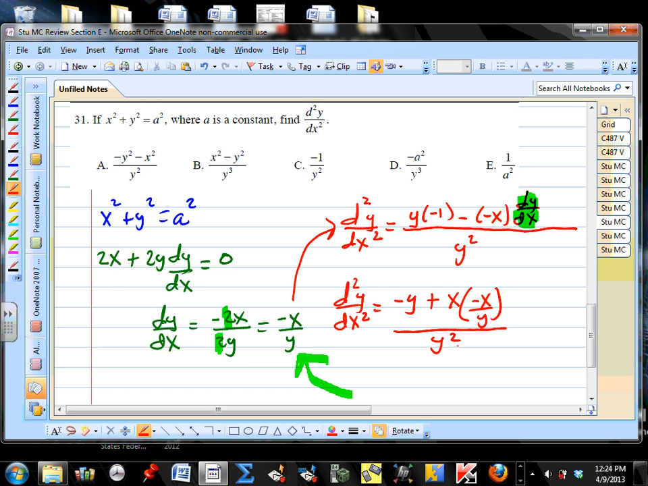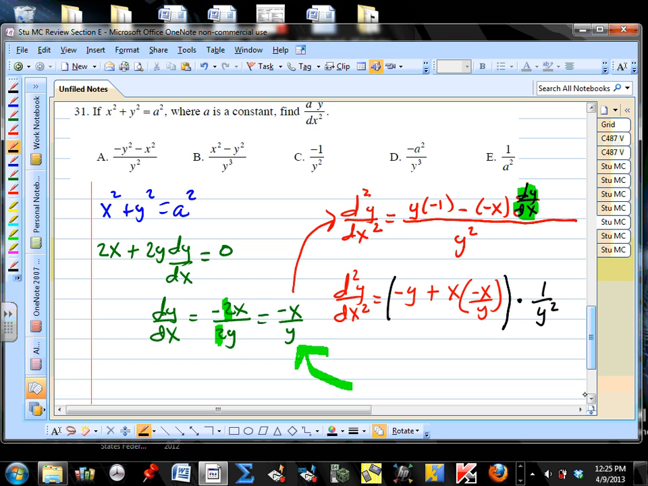have to make our answer match one of the ones listed. Well, we've talked about this many times before. We don't like to leave our answer with a complex fraction, so we have a fraction inside of a fraction. Let's do something about that. You can think of y squared in the denominator as y squared over 1. And remember that dividing by a fraction is the same as multiplying by its reciprocal. So we're going to think of this as times 1 over y squared. So instead of dividing by a fraction, we're multiplying by its reciprocal to multiply this whole quantity.